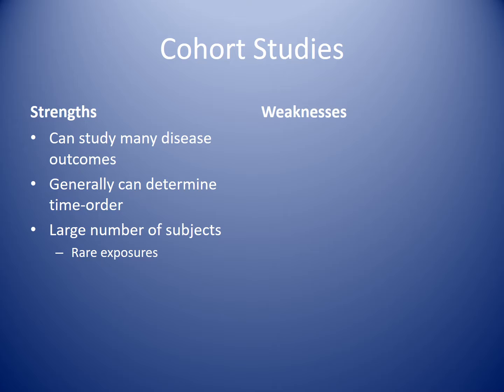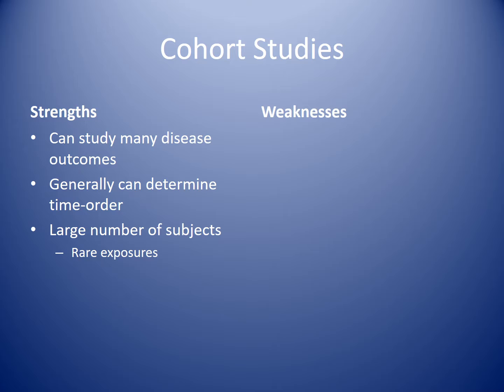Generally, you can determine what's called time order. This means cause and effect, essentially. Sometimes with some types of study designs, it's hard to know, did the cause come before the effect or not? But when you're looking over a long period of time, you can see that yes, the smoking did happen before the lung cancer or something like that.